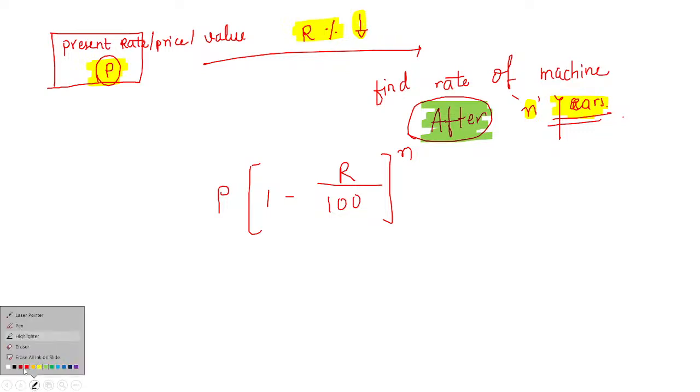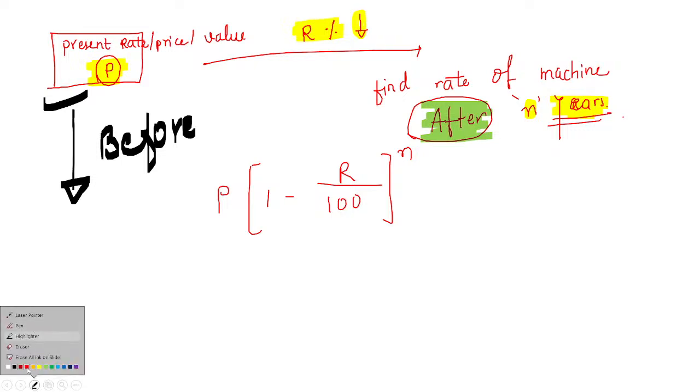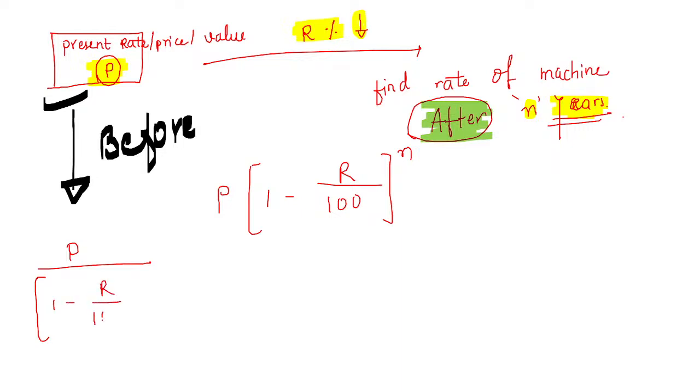But if they ask you to find the value of this machine before n years, then what to do at that time? When they tell you to find the value of this machine before a particular period of time, for example before 2 years, before 3 years, at that time you are going to use the formula P divided by (1 minus R upon 100) raised to n. Are both the formulas clear? When to use this formula and when to use that formula?